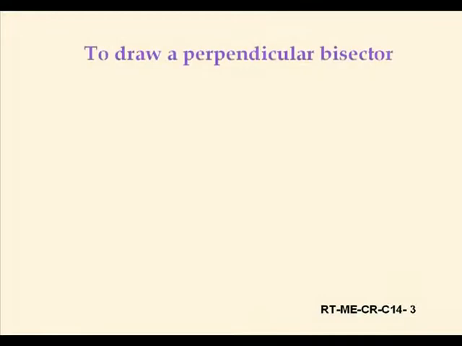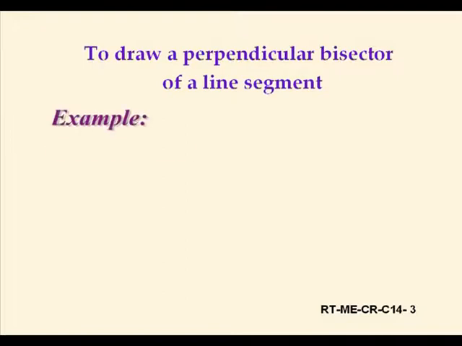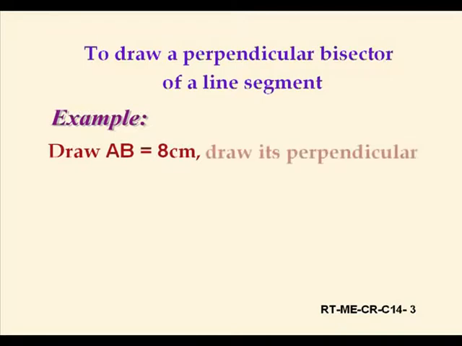To draw a perpendicular bisector of a line segment. Example, draw AB equal to 8 cm. Draw its perpendicular bisector. To draw perpendicular bisector of a line segment. Step 1. Draw the line segment AB equal to 8 cm.